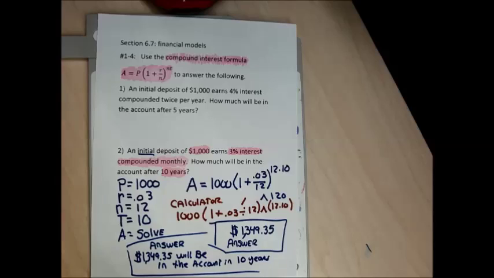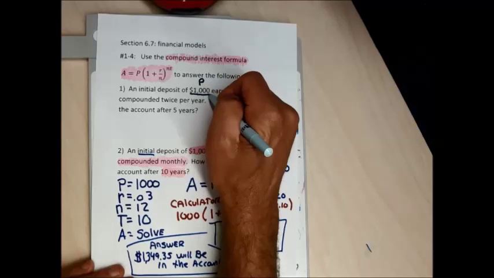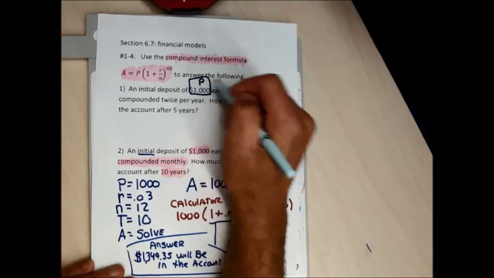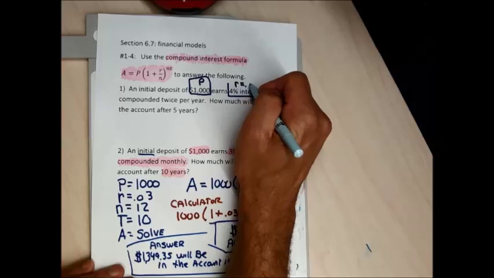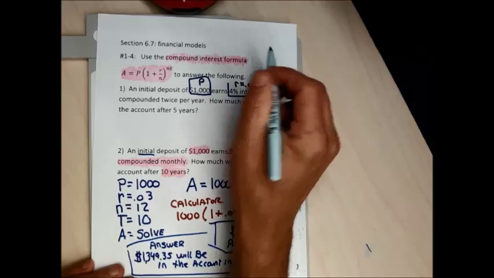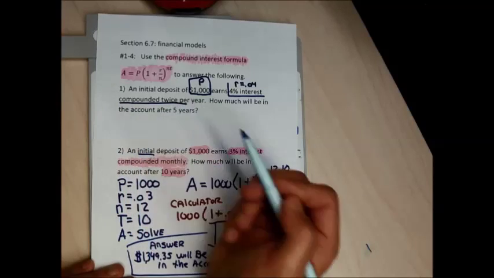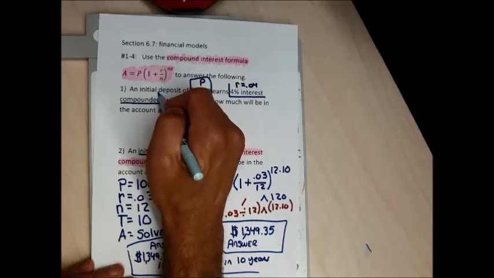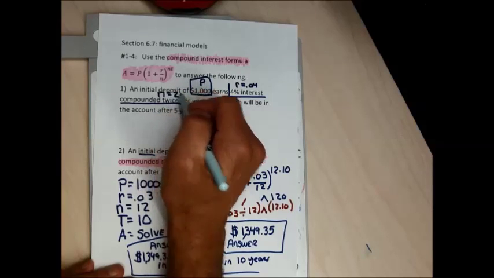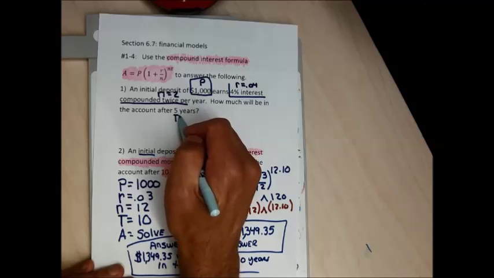As I go through your problem, the first number you're going to get is a P that's going to be 1,000. You're going to get an R, but you need to change that into a decimal of 0.04. And then right where I got my 12 for my N, you're going to get a 2 for your N. It says compounded twice per year. That means the N is going to be 2. In the last sentence, how much will be in the account after 5 years? The T is going to be 5.